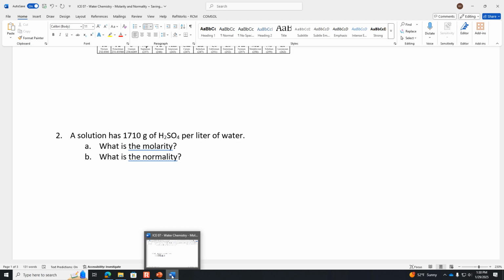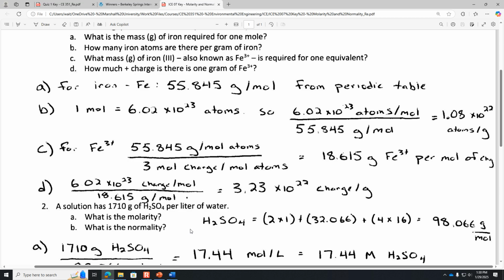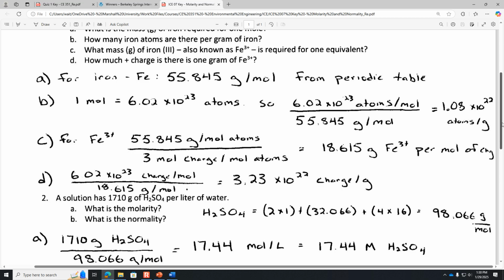So we want to find out how many moles that is. So the number of moles is 17.44 moles of H2SO4, and we were told how many grams there is per liter. So that just makes it 17.44 molar. Capital M means moles per liter. That's the molarity.